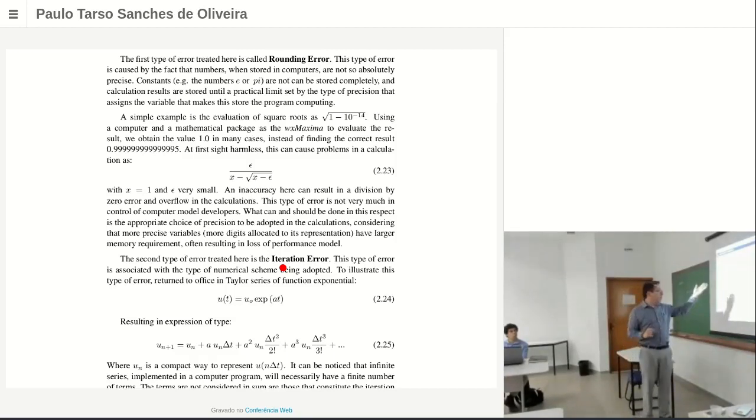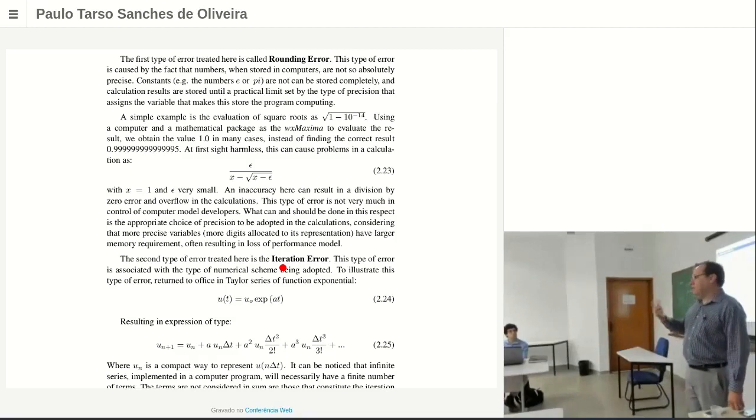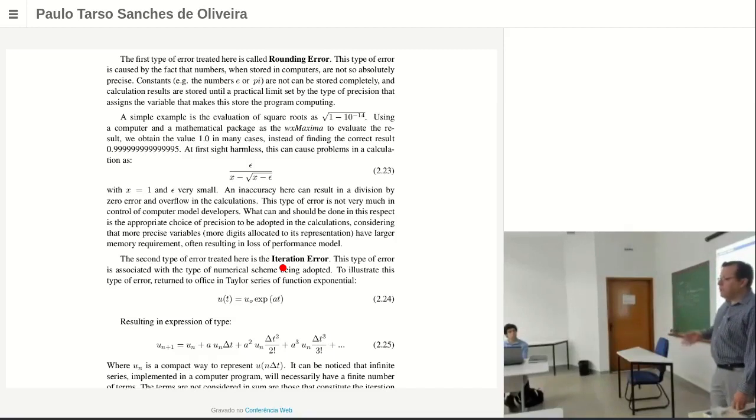So you will have rounding errors that will always be somehow in your solution. But if your numerical scheme is stable, if you don't have instability issues, those rounding errors will be shaved off. They will never grow. But if you have unstable numerical schemes, they propagate. They will grow up and just dominate the solution. Okay? Second type of errors are integration errors.